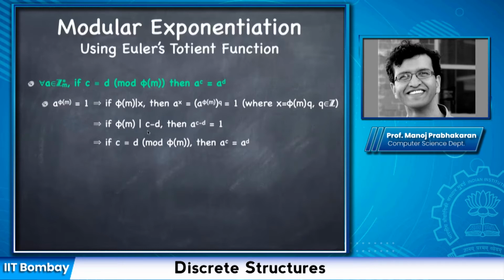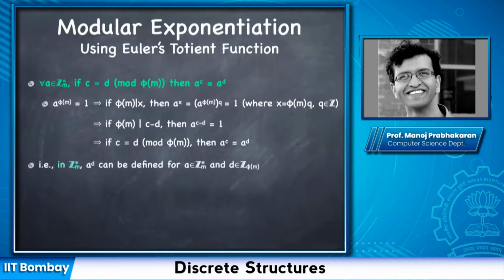And now what does this say? This says that if c and d are congruent with respect to phi of m, then a to the c minus d equals 1, and I multiply both sides by a to the d, I get a to the c equals a to the d. So that was my claim here. If c and d are congruent to each other modulo phi m, then a to the c equals a to the d.